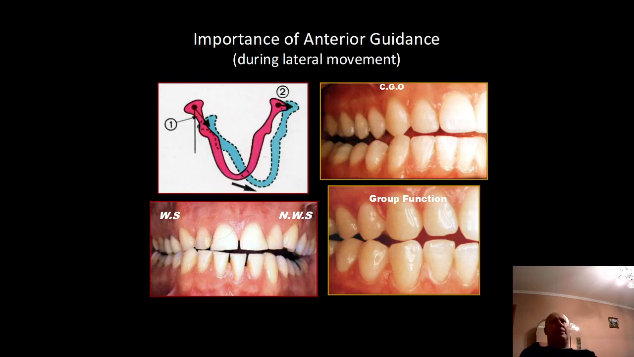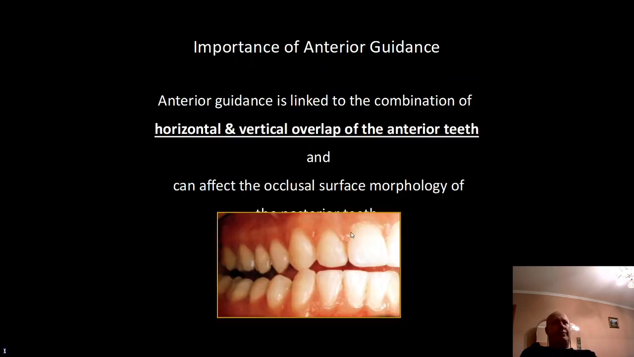Here you can see the importance of anterior guidance during lateral movement. You can see it can be a shoulder contact, and this contact when it's group function. Anterior guidance is linked to the combination of horizontal and vertical overlap of the anterior teeth and can affect the occlusal surface morphology of the teeth.